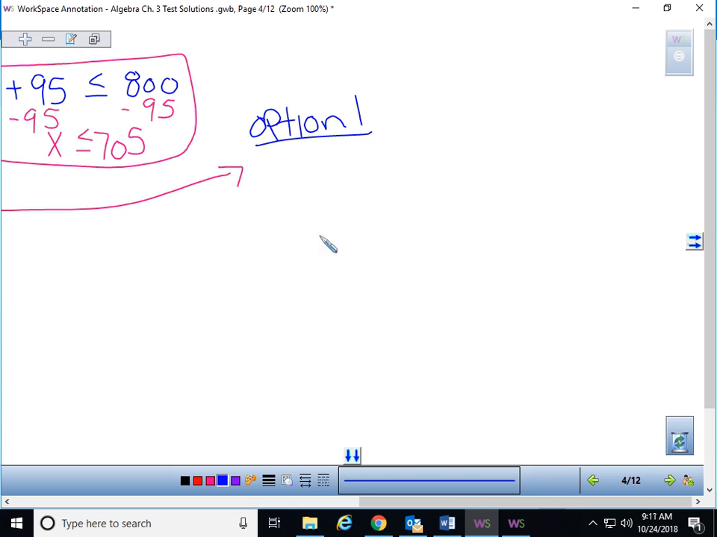Option 1 is using your answer from A. So use the answer from A to answer the rest of this. If you do that, that just means that the max weight is no longer 800, it's 705.